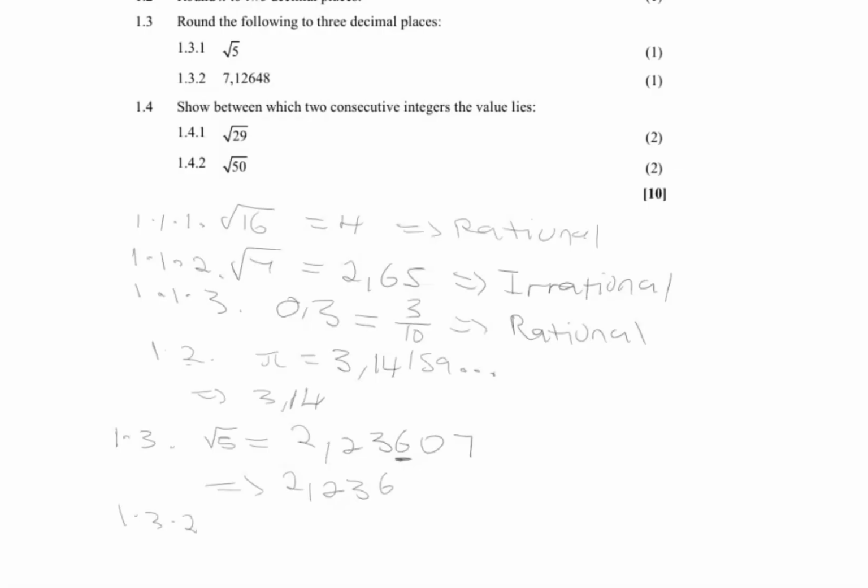So the next question is question 1.3.2. You are given 7,12648, and then you are required to round off this number close to 3 decimal places. So rounding this number close to 3 decimal places, we are going to get 7, after the comma you write 2 numbers, and then you look at the fourth number. So the fourth number is 4. The number is less than 5, which means we are going to leave 6 as it is.